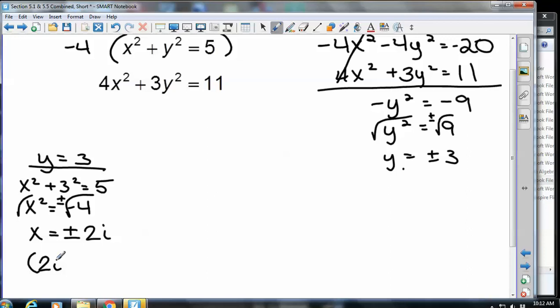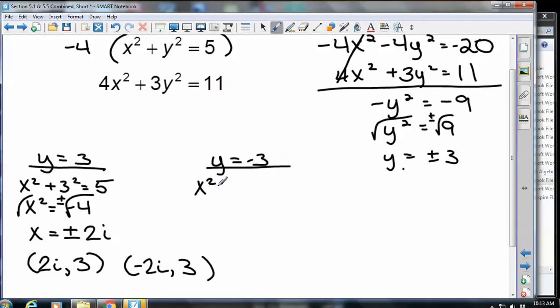So what we have there are two possibilities. My x could be a 2i, and my y could be 3. Or my x could be a negative 2i, and my y could be 3. Are those my only answers? No, you also have the possibility that y is negative 3.